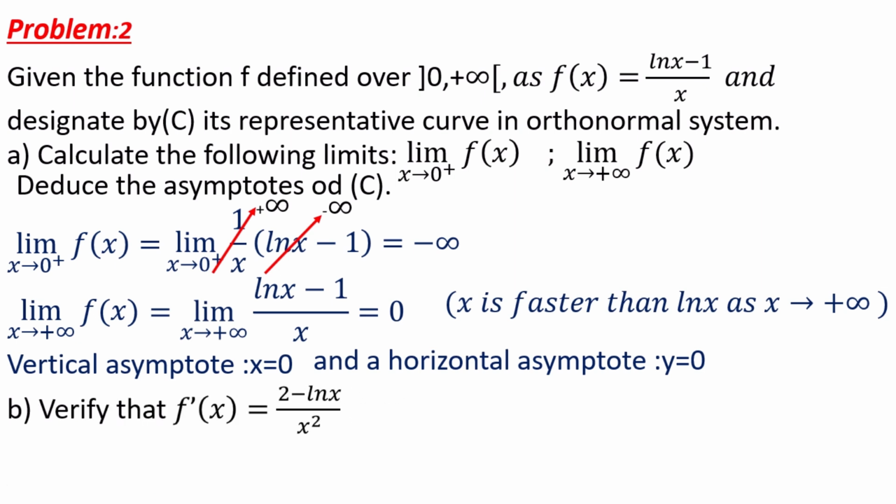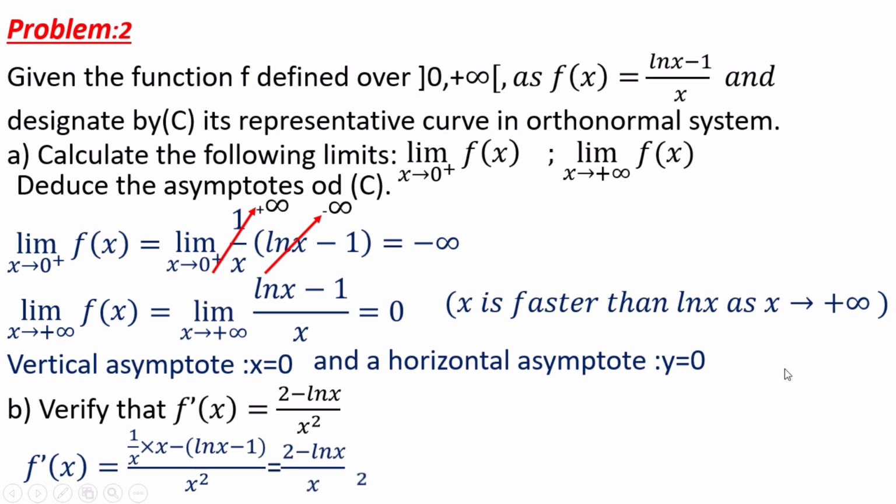Verify that f prime of x equals (2 minus ln x) over x square. f of x is u over v, so f prime of x is (u prime v minus u v prime) over v square. u prime is 1 over x, so 1 over x times x minus v prime, which is 1, times (ln x minus 1). Okay, this is (2 minus ln x) over x square.